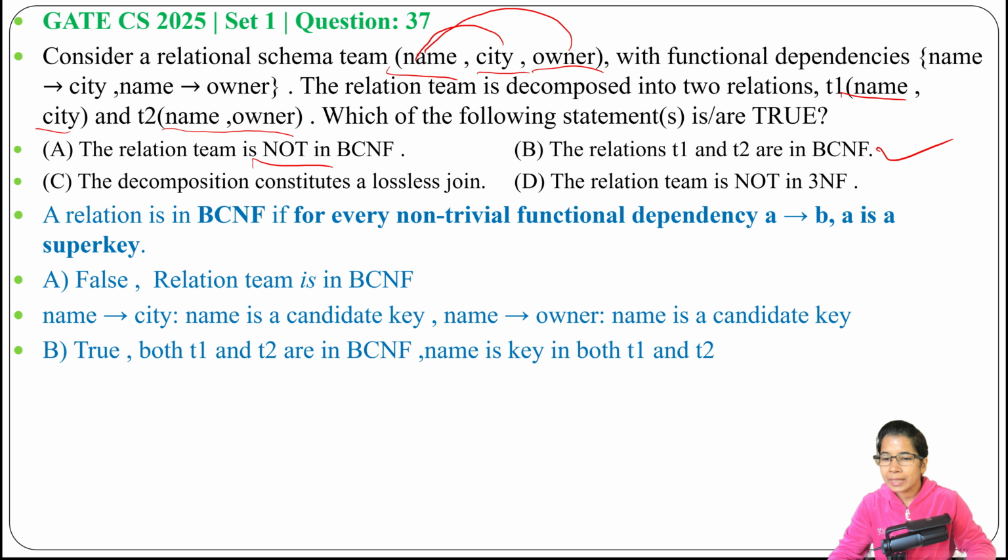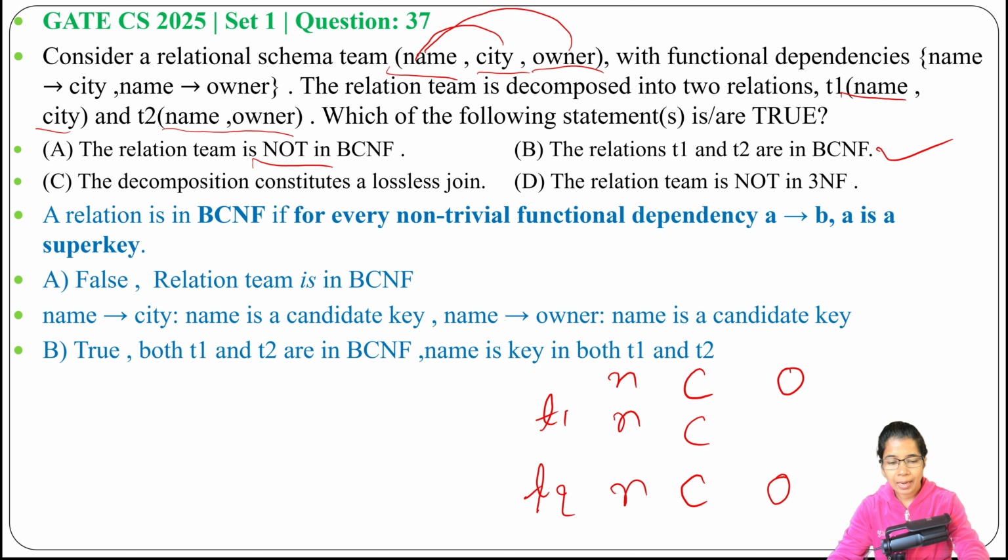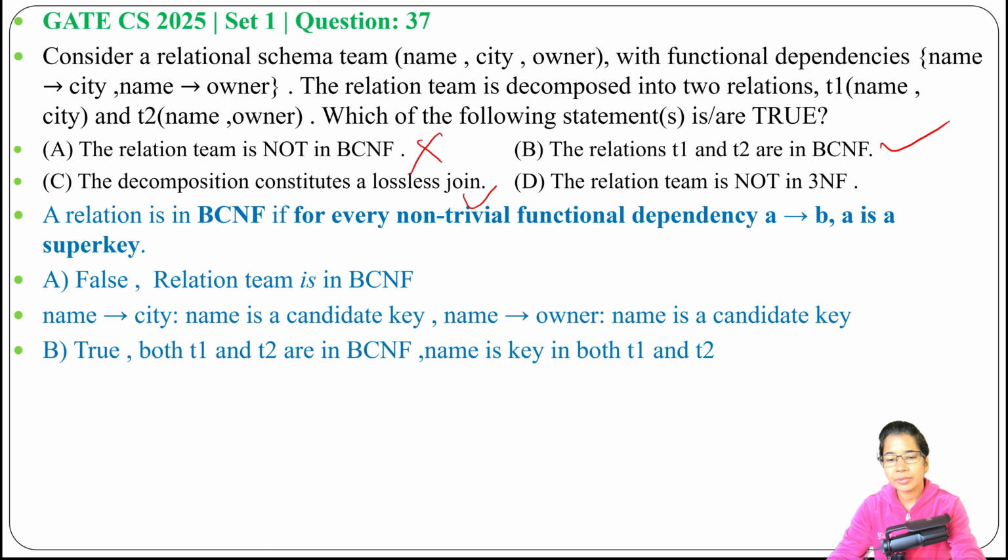Now option C, if you see, this is T1, this is T2, and we have relation name, city, owner. Now T1 contains name, city, T2 contains name, owner. So city will automatically come here. It is a lossless join. As all attributes are here, it's a lossless join. I already discussed the table method for checking lossless join. We found option C is true.